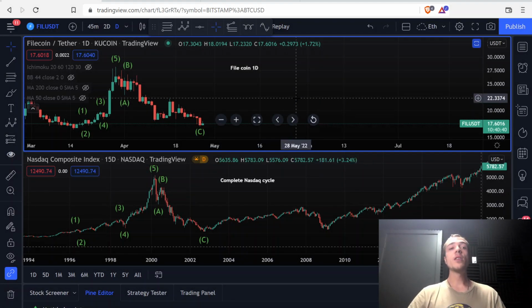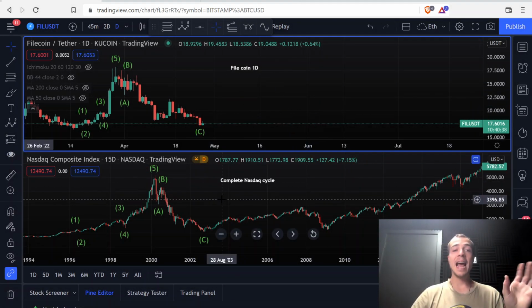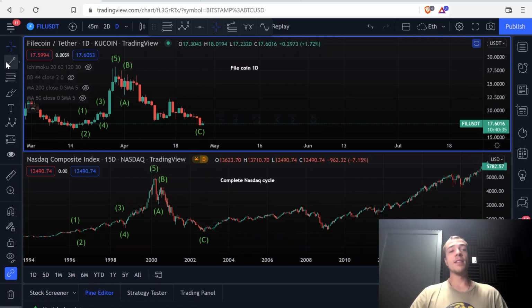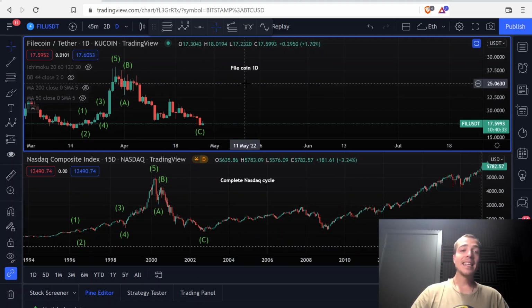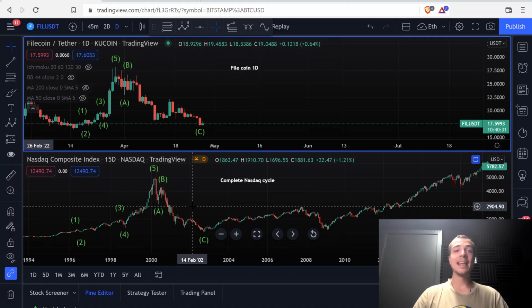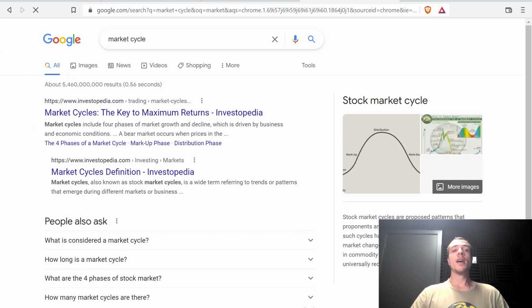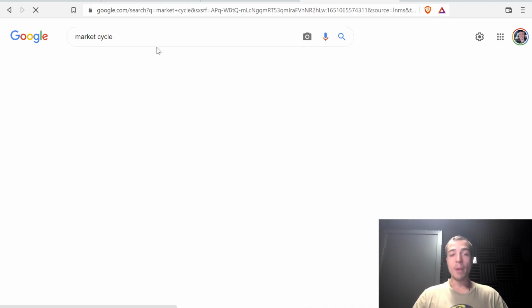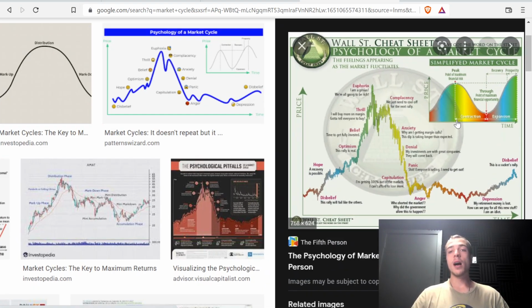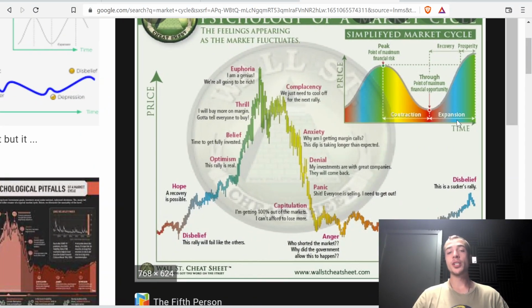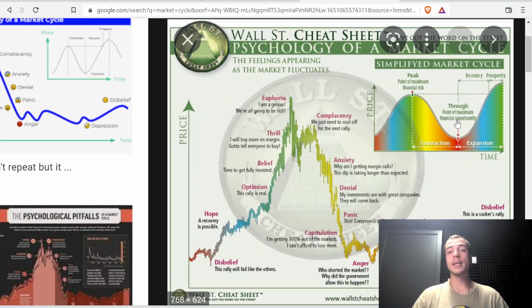So this is Filecoin on the top, and this is the NASDAQ on the bottom. The Filecoin chart is set on the daily candlesticks, while the NASDAQ is set on the 15-day candlesticks. Now, the reason I did this is because the NASDAQ is a perfect example of a Wall Street cheat sheet, also known as a market cycle.